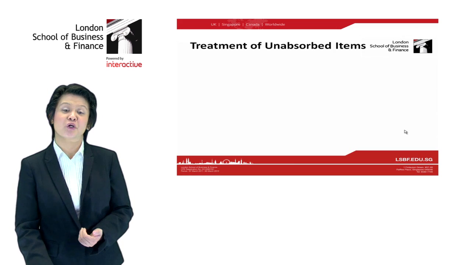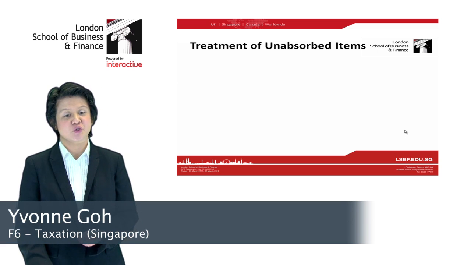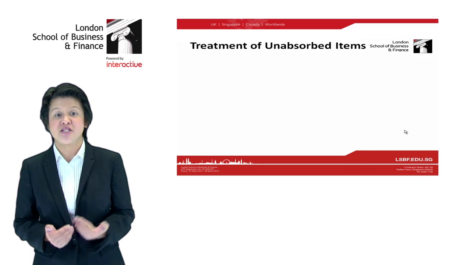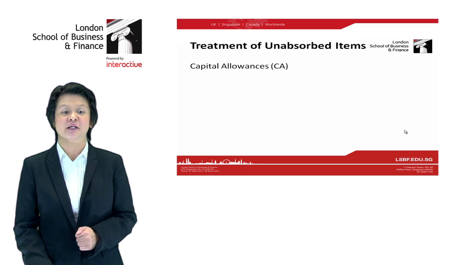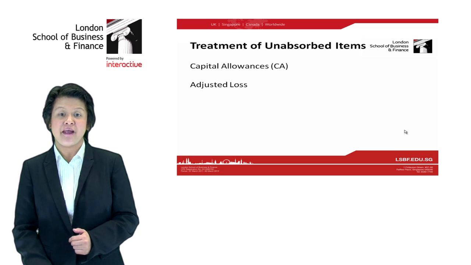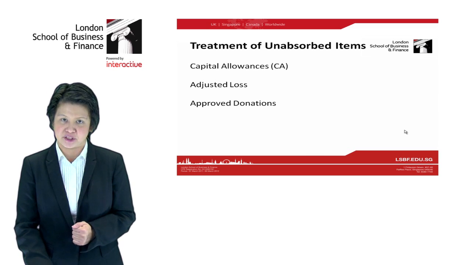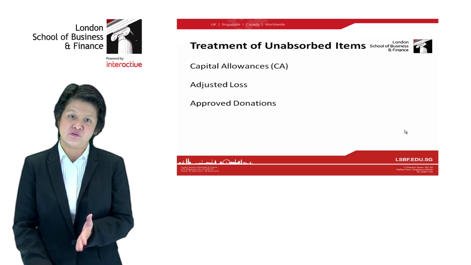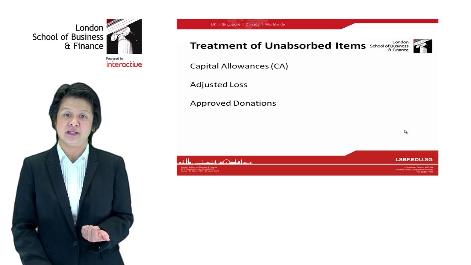Today for F6, we are going to go through the topic on treatment of unabsorbed items. So first of all, let's consider what are the items that will be considered as unabsorbed. There are basically three items involved. First item will be your capital allowances, second item will be your adjusted loss, and the third item will be your approved donations. Before we consider all these three items to be unabsorbed, let us first explore what are the tax treatment involved pertaining to the three items.